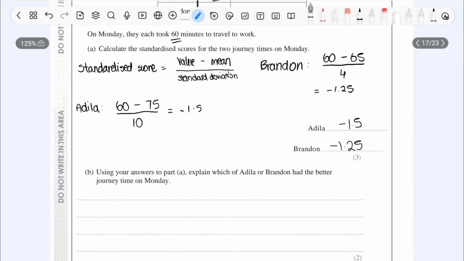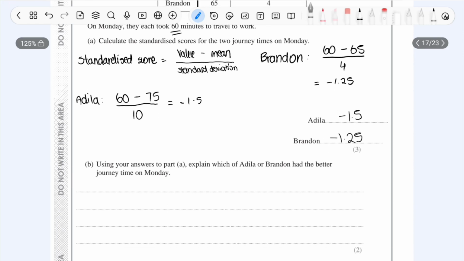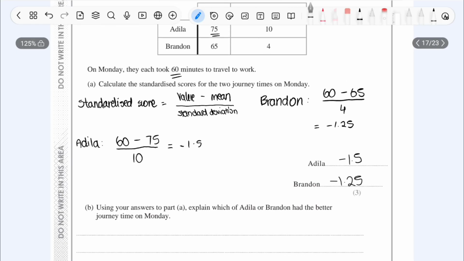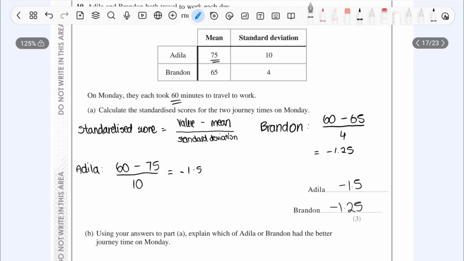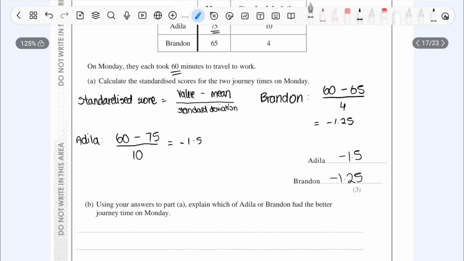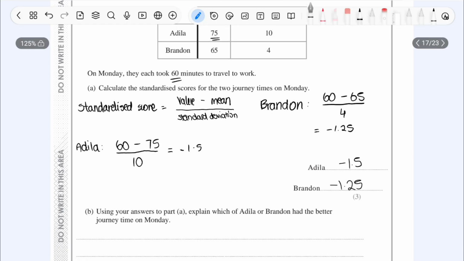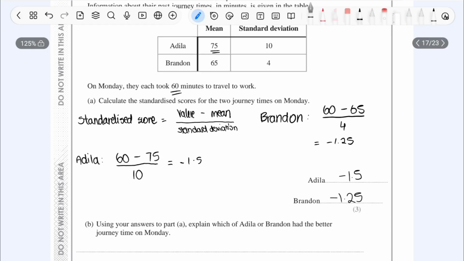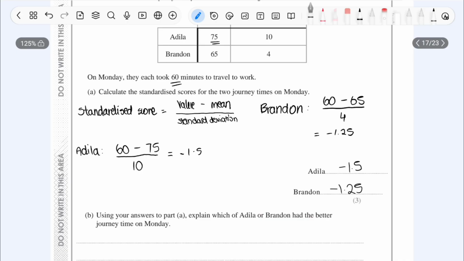And now I can actually explain what standardized scores are. It basically shows your relative standing of a specific value with respect to the dataset. Adila had a negative 1.5 and Brandon a negative 1.25. A standardized score of 0 suggests that you're basically at the mean, or the expected, where everyone else or your previous dataset's mean is. And that makes sense. You'd have 0 on the numerator because the value and the mean are the same.